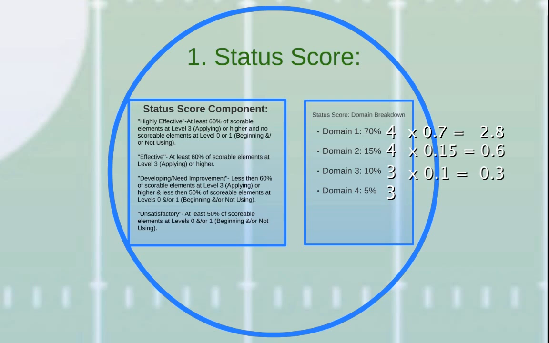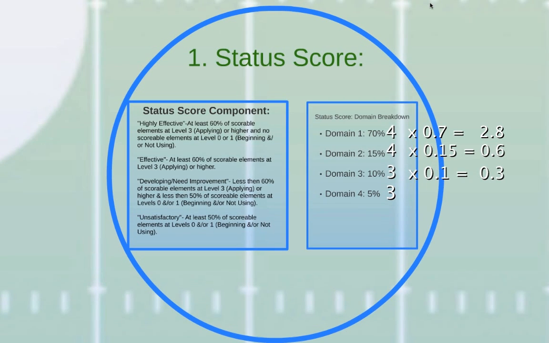Then I would multiply the 3 for Domain 3 times 0.1, 10%, which equals 0.3. And finally, I would multiply the 3 for Domain 4 times 0.05, 5%, which gives me 0.15. Then I would add up all of my products to get my final evaluation score. 2.8 plus 0.6 plus 0.3 plus 0.15 gives me a total of 3.85.